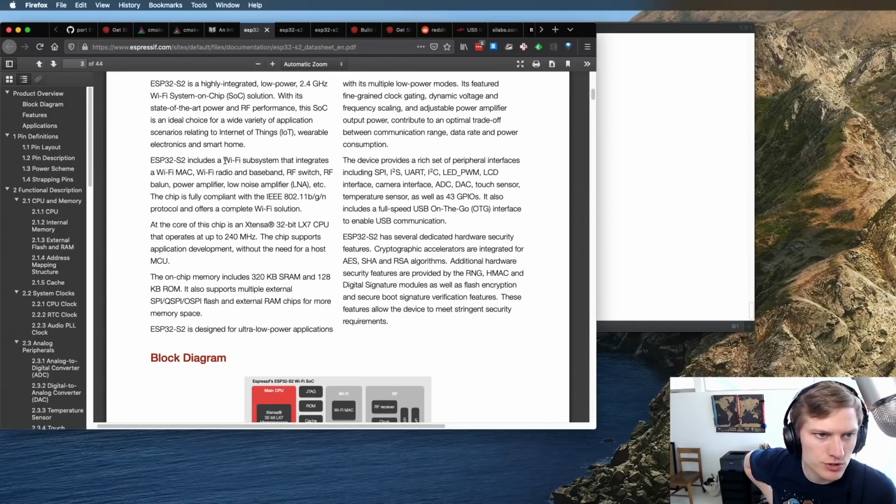So the biggest thing it's known for is its Wi-Fi. The chip itself, the CPU, runs at 240 megahertz at the top end. It's got 320 kilobytes of SRAM, 128 kilobytes of ROM. And it also supports external SPI, QSPI, and OSPI flash and external RAM chips for memory space. This is actually quite common in the modules that Espressif produces. They include external flash and external RAM as well. So you actually get quite a lot of flash and quite a lot of RAM.